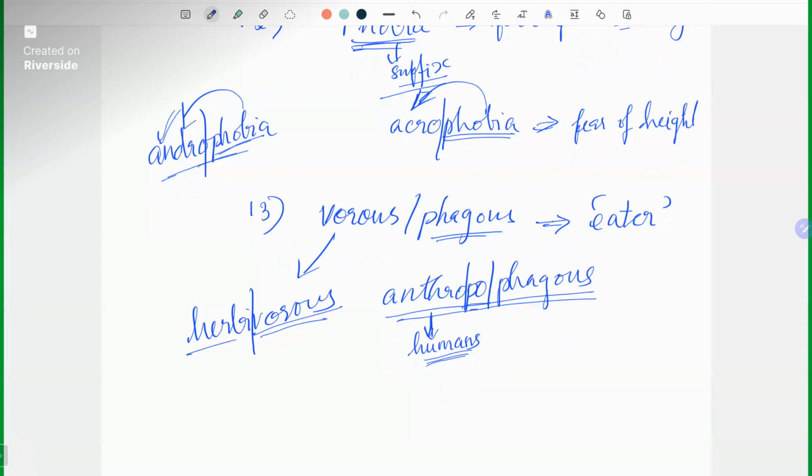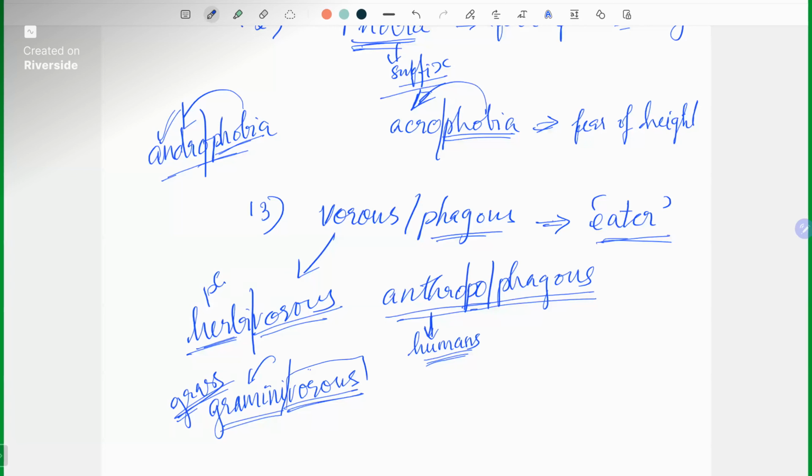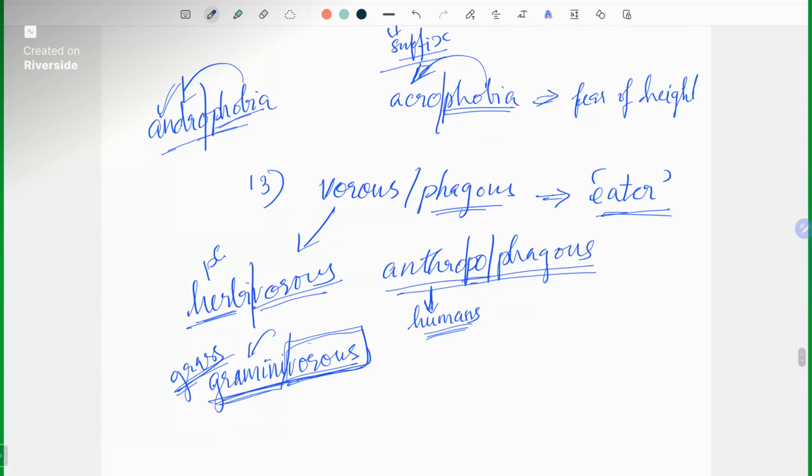Herbivorous, carnivorous, omnivorous we'll understand, but graminivorous, a lot of such things will come. Then we tend to get confused. So this root word vorous means eater, something related to eating something. Herbivorous is plant eating, graminivorous is particularly grass eating species. So you can make use of this while coming across words like this.